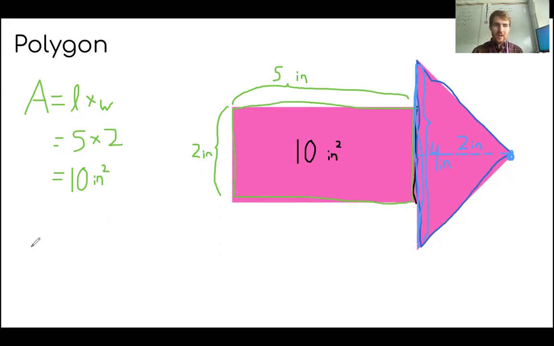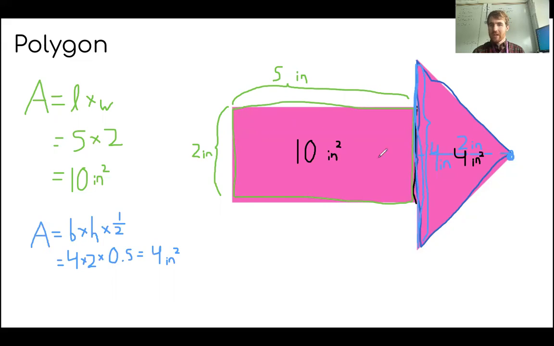Now we're going to use the area for a triangle because this shape is a triangle. Base times height times 1/2. Well, the base is going to be 4. The height is going to be 2. And remember, 1/2 is the same as 0.5. We can do that on a calculator. 4 times 2 times 0.5 is going to give us 4 inches squared. So what this tells us is the area of this triangle in here is 4 inches squared.